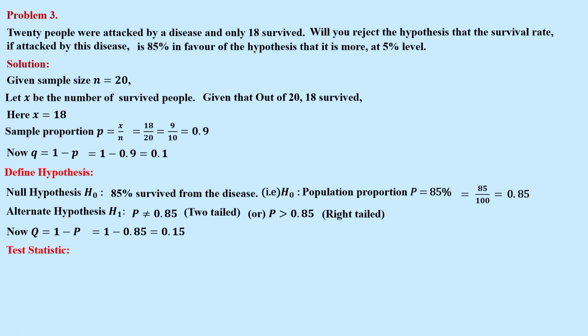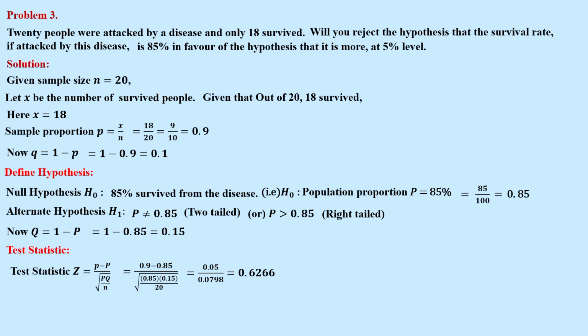Now we are going to write the test statistics. Test statistics Z is equal to small p minus capital P by root of PQ by n. If you know capital P, you take capital P in denominator, PQ by n, right? So in the previous problem we had small p only, right? That is why we have taken that confidence interval formula, root of small pq by n. Note that. If you have capital PQ, then you have to write capital PQ. So substituting the values, 0.9 minus 0.85 by root of 0.85 into 0.15 by 20.